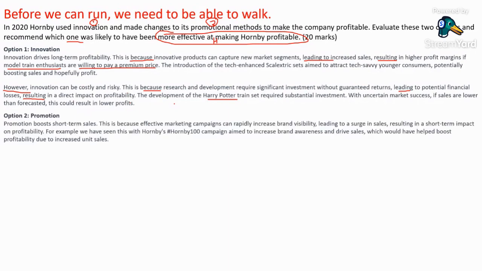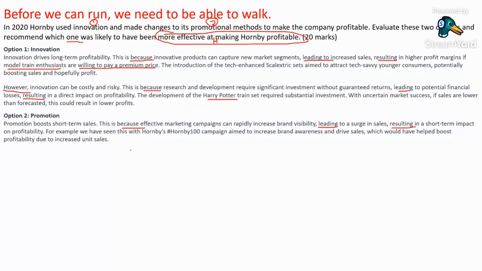Option 2. Promotion boosts short-term sales. Point. This is because effective marketing campaigns can rapidly increase brand visibility, leading to a surge in sales, resulting in short-term impact on profitability. All abstract at the moment, 3 chains of argument, and we've got a bit of knowledge in there. We need context.